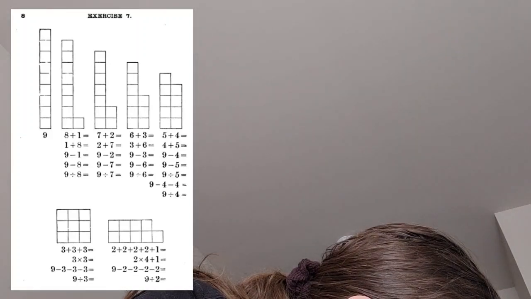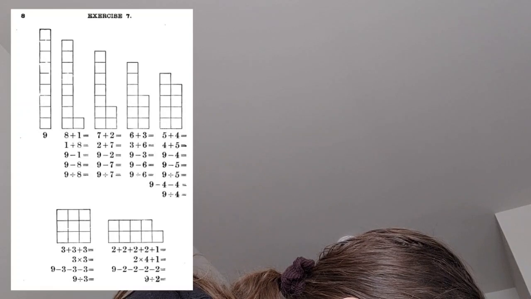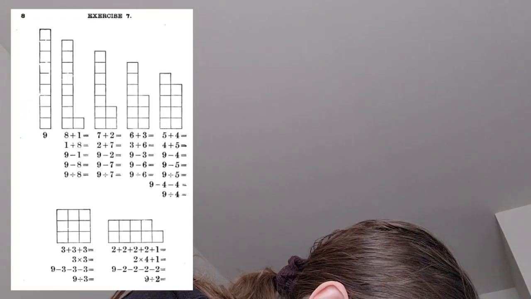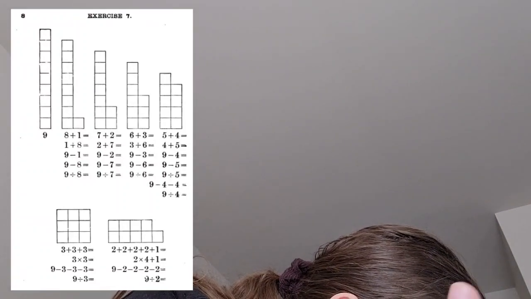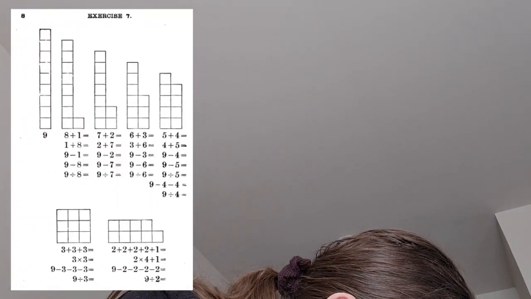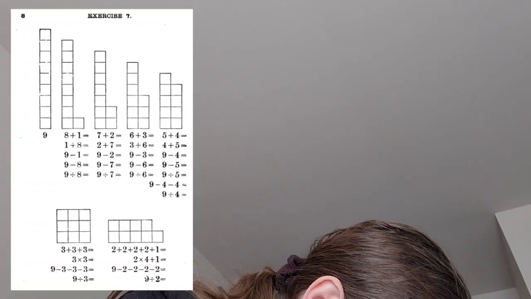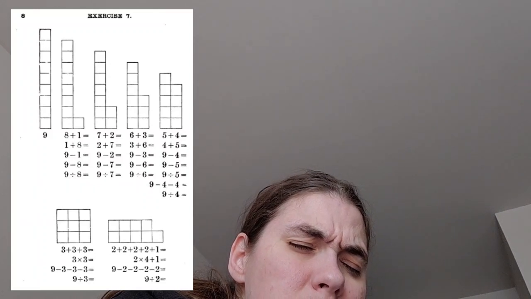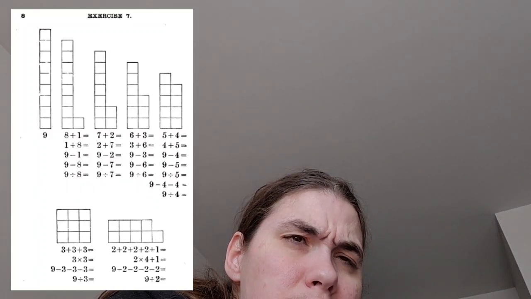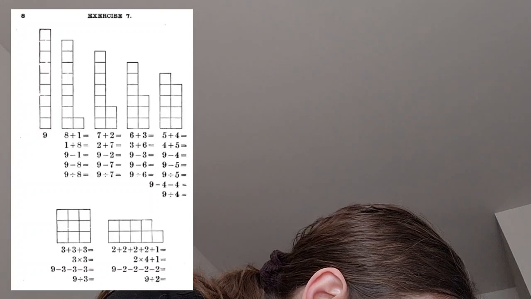And then 6 and 3 are 9. 3 and 6 are 9. 9 less 3 is 6. 9 less 6 is 3. And 9 divided by 6 is 1 and 3/9, I think. I don't know.